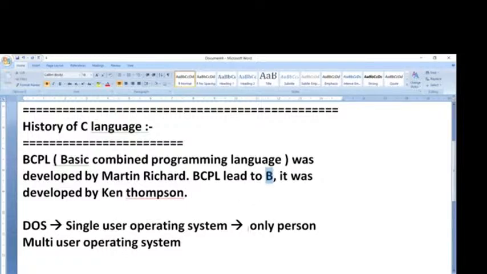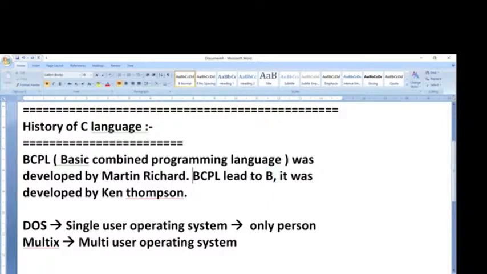Why did he develop the B programming language? Because he developed B to develop a multi-user operating system. By using B, they successfully developed one multi-user operating system and named it Multics. Multics is the first multi-user operating system. It was developed using the programming language B.